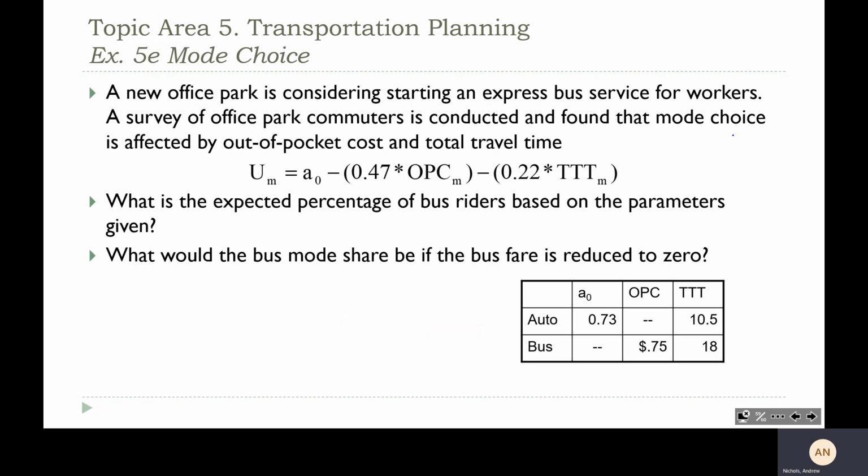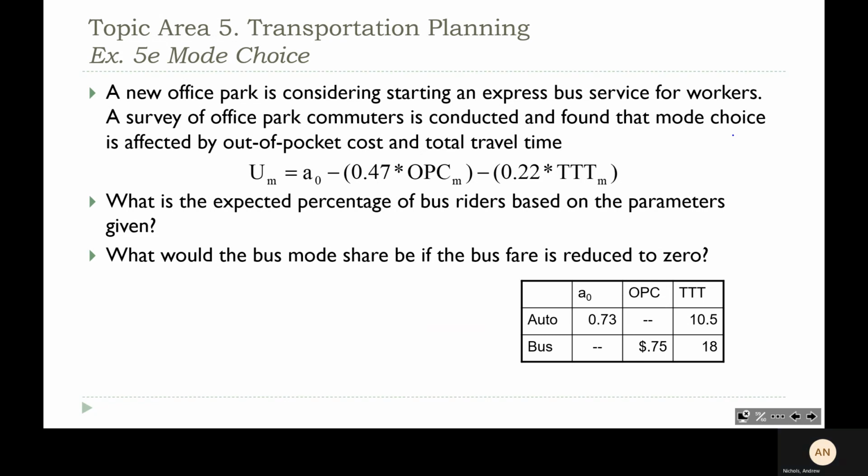So we have a new office park that's being considered to start an express bus service for workers. A survey of office park commuters is conducted and found that mode choice is affected by out-of-pocket costs and total travel time. And that's summarized down here in this table. So we want to find what is the expected percentage of bus riders based on the parameters given, and what would the bus mode share be if the bus fare is reduced to 0.